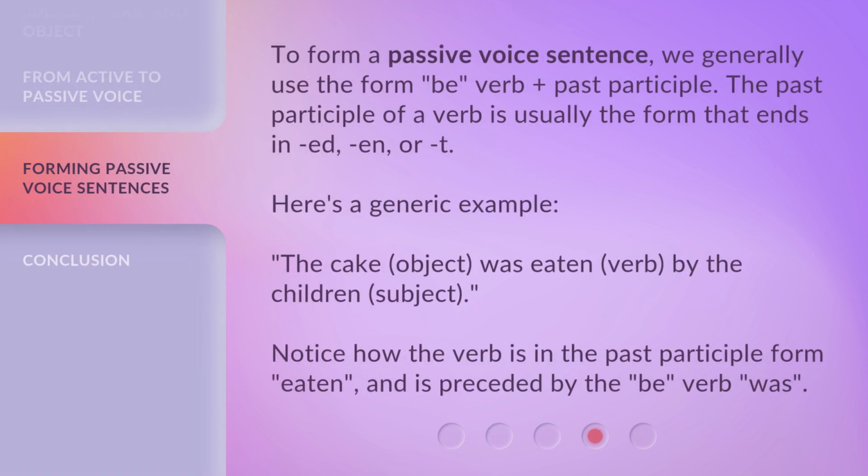To form a passive voice sentence, we generally use the form be verb plus past participle. The past participle of a verb is usually the form that ends in -ed, -n, or -t. Here's a generic example. The cake (object) was eaten (verb) by the children (subject). Notice how the verb is in the past participle form, eaten, and is preceded by the be verb, was.